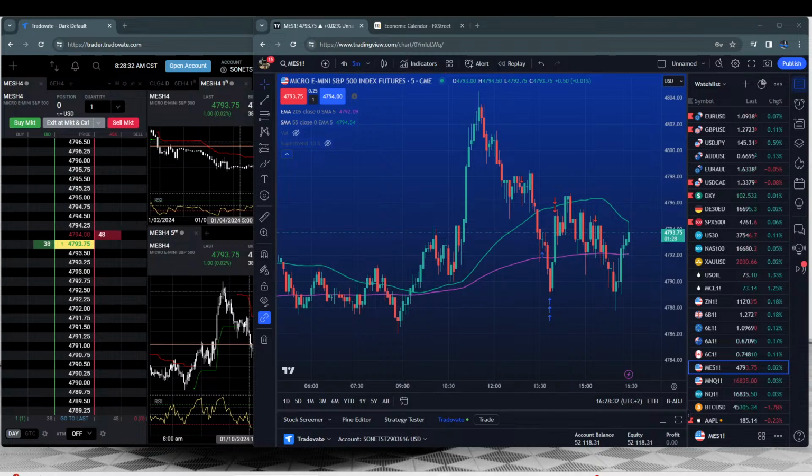Yes, better start using the micros before going to the mini because it's more convenient. You can easily build the trade because 10 micros are one mini, so why not scale in and scale out of the positions even if you want to trade big size.